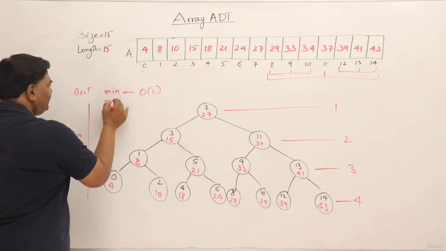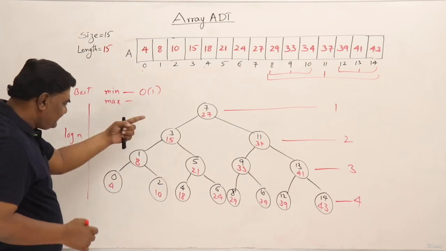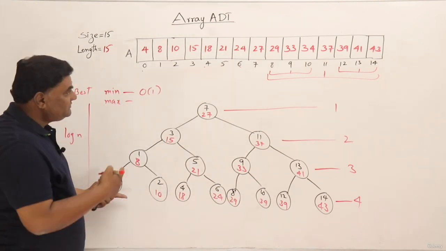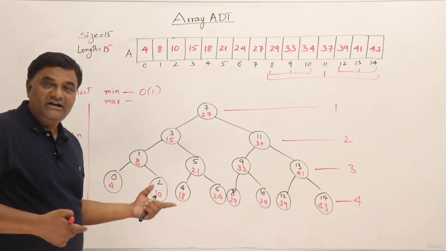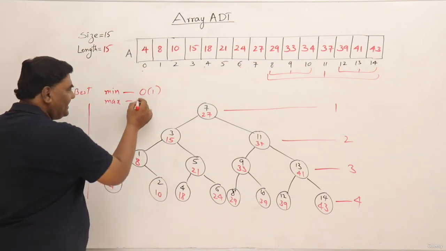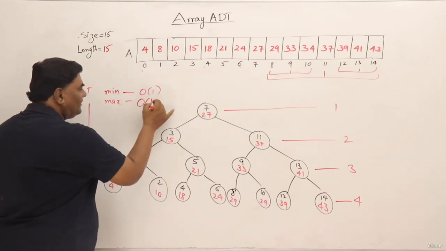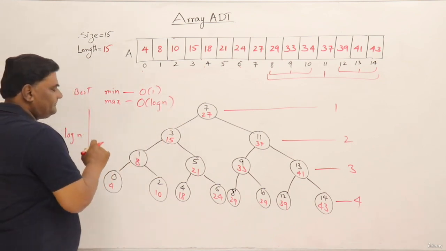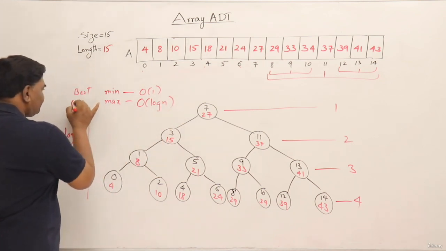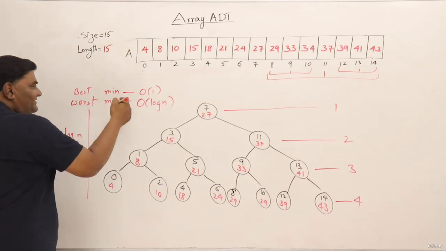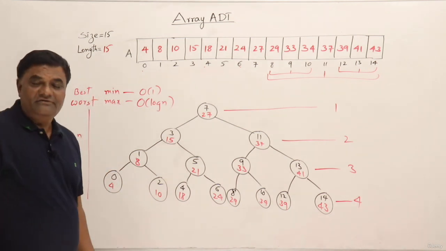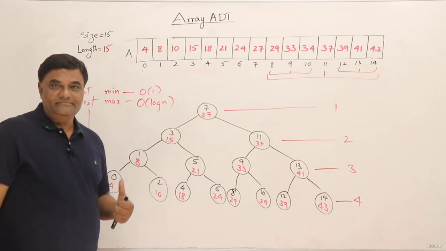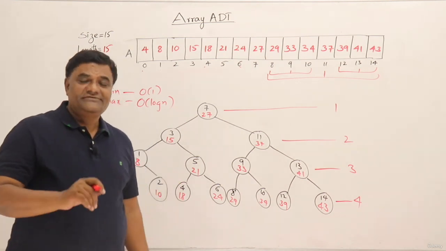And what is the maximum time taken if the element is present here? According to this tree, if they are present in a leaf, or those elements which are reachable, they are found at the fourth comparison. So the maximum time is order of log n. This is the best case time. This is the worst case time. So the best case time of binary search is order of 1, and the worst case time of binary search is log n. So this was about successful search.